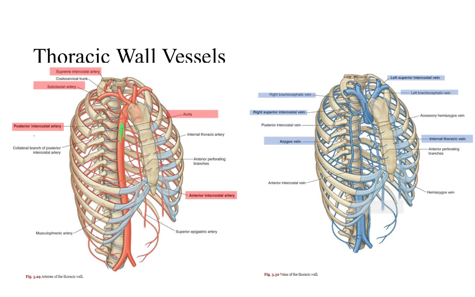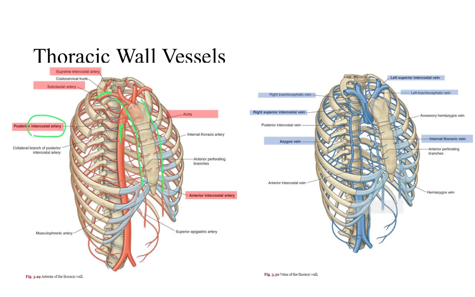In particular, you have the posterior intercostal arteries coming off the aorta, going around the posterior side of the rib towards the anterior portion. Another thing to pay attention to is the subclavian artery. Of course, that's coming off the brachiocephalic, which is coming off the aorta. And the subclavian artery supplies these two arteries and the anterior part of the thoracic wall.